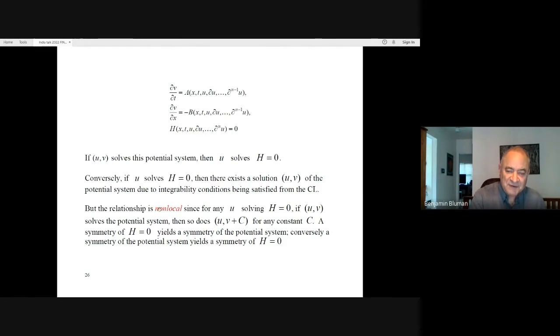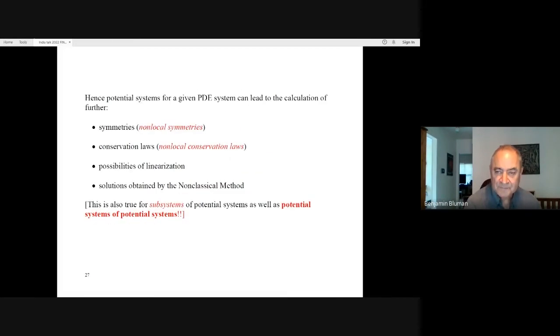But the relationship is non-local, since for any U solving H equals zero, if U, V solves the potential system, so does U, V plus C for any constant C. So a symmetry of H equals zero yields a symmetry of the potential system, but conversely, a symmetry of the potential system yields a symmetry of H equals zero because all solutions are contained in each one. So it's always involving a mapping of solutions to other solutions.